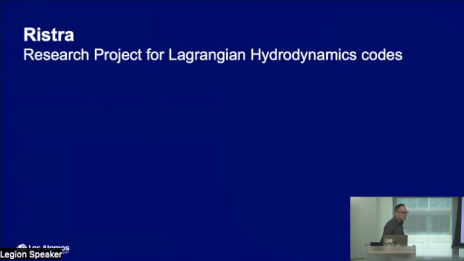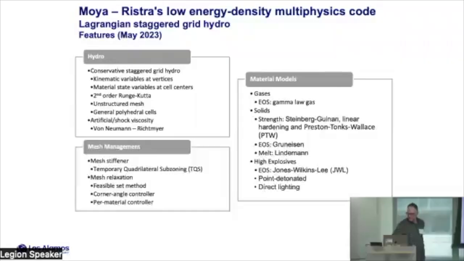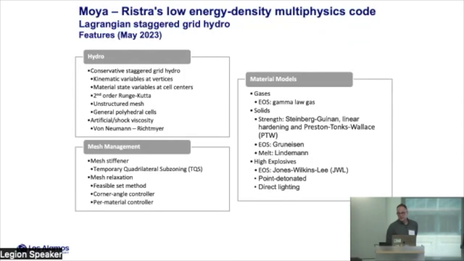I work for Ristra, which is a research project for Lagrangian hydrodynamics codes. And our main code is Moya. It's a Lagrangian code, so that means that the mesh moves with the material. It supports shocks, gases, solids, and high explosives. The hope being that having a multiphysics code like this will be able to leverage the task parallelism.